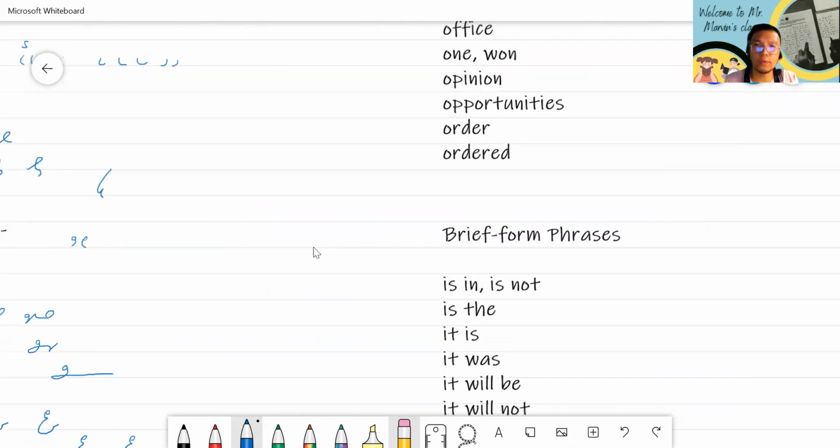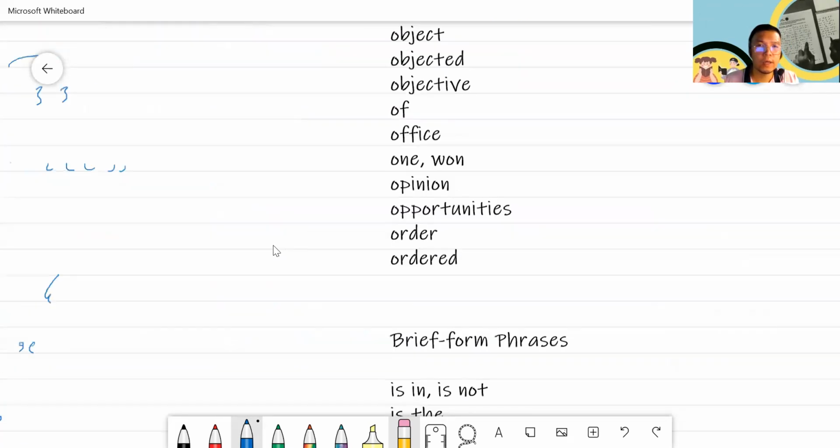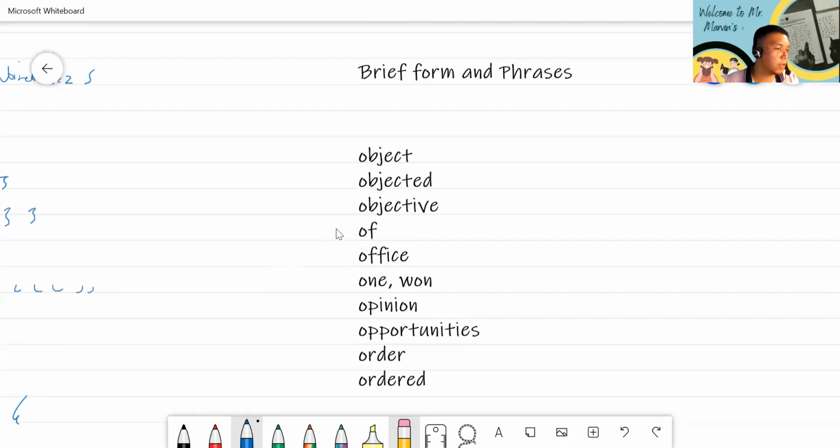Then let's move on with some of the brief forms and phrases and derivatives. Let's have the word object. We have the O B K for object. Let me write it again. Objected, we have the O B K and then D, for objected. We have the word objective. We have the O B K and then V symbol for objective.